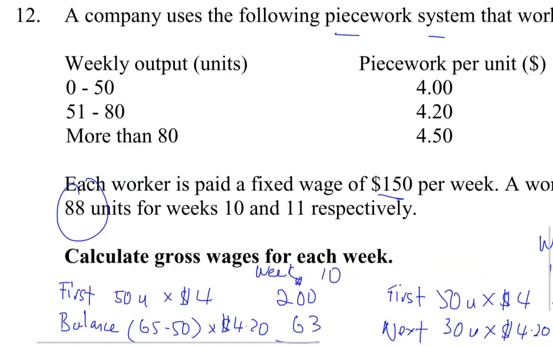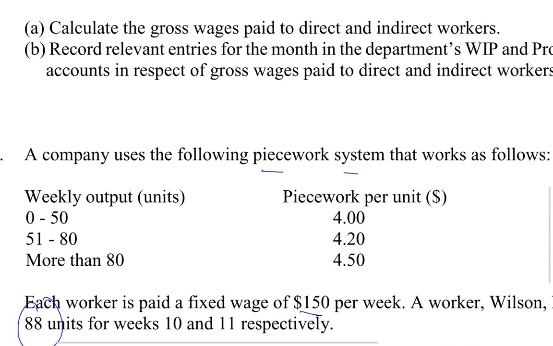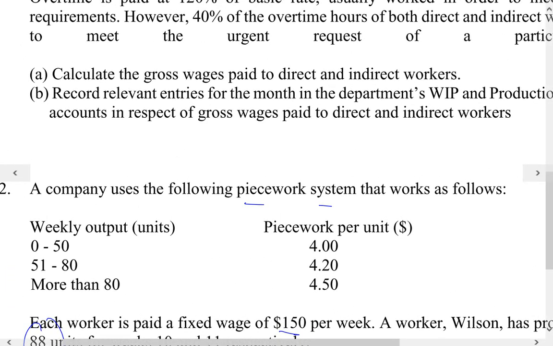What about question number 12? A company uses the following piecework system, based on output. If 0 to 50 units, you get $4 per unit. From 51 to 80 units, $4.20, and more than that will be $4.50. Does this scheme provide any incentive to the employee to work harder? Yes, because the more you produce, the more you get, and once you hit a certain target, you get an increase of 20 cents. So the increase of 20 cents is 5%.